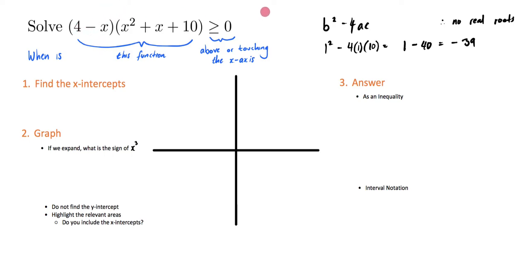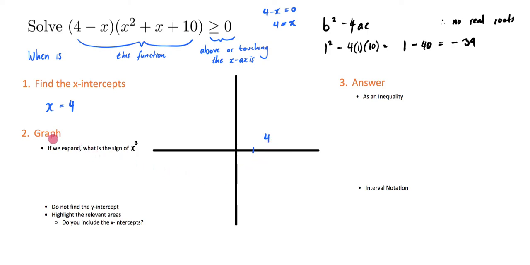If I set that equal to 0, 4 minus, oh, that's not a minus. If I went 4 minus x, if I set that equal to 0, 4 is going to be equal to x. So therefore my only x-intercept is x equals 4. So I can come over here and put that in right there. That's going to be 4 right there.